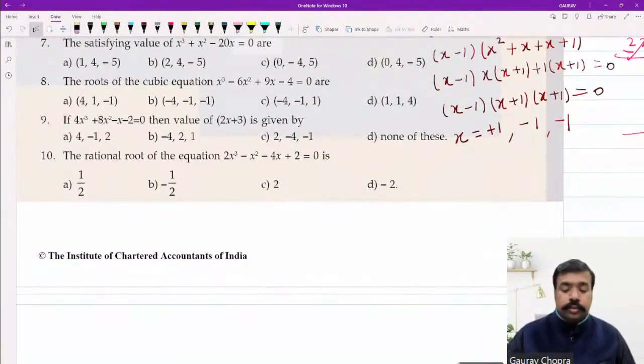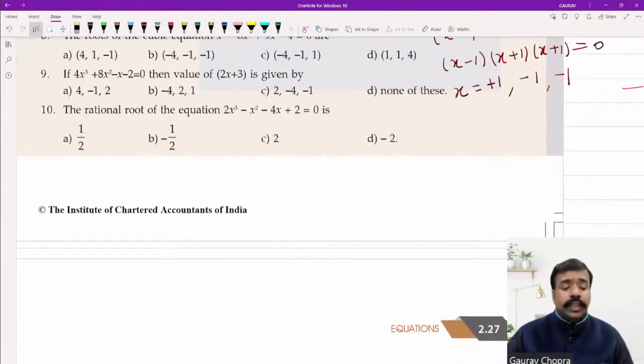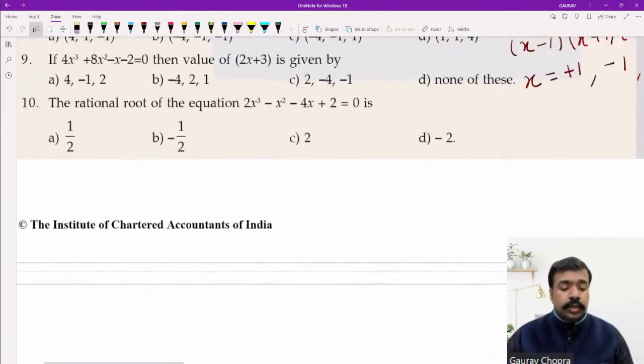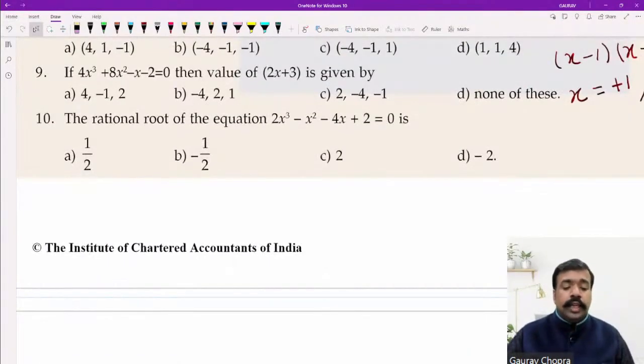Now, question number 9, if we see from this last exercise, this is also talking about what kind of thing? One equation is given and we have to find the value of 2x plus 3. So we have to compute the value of 2x plus 3. In this question also, we have to solve the question by using the options, so that we can see which one is correct, and after that we can substitute the value, or simply divide them and get the result.